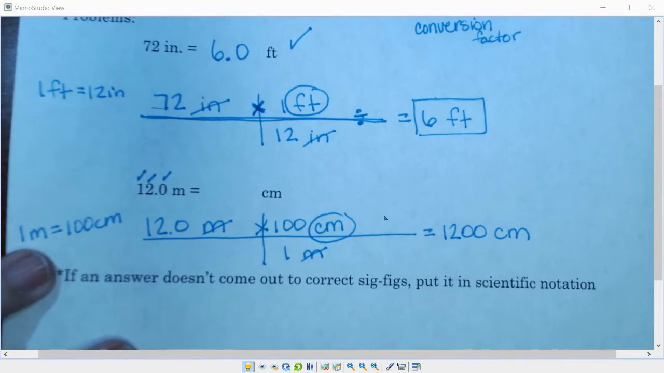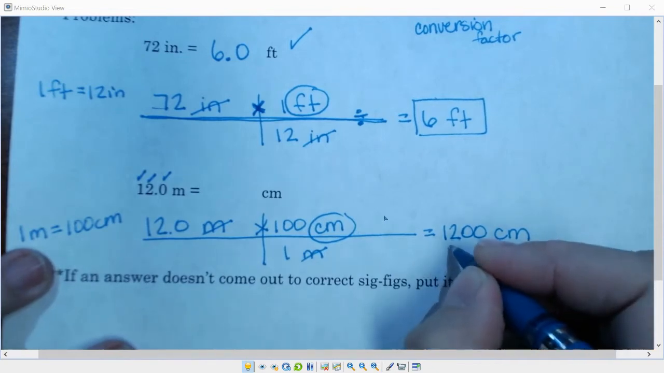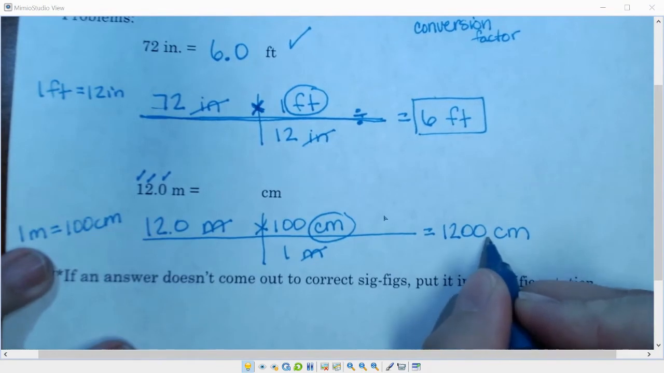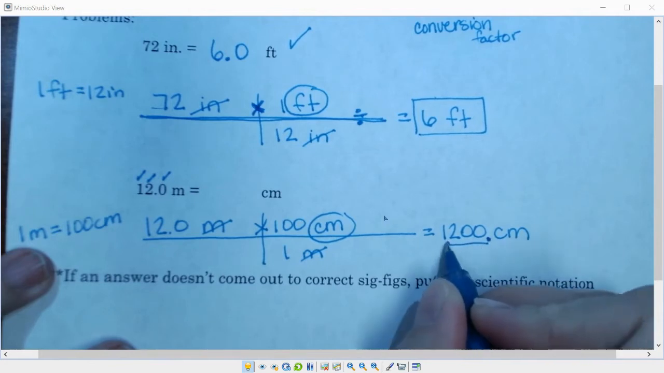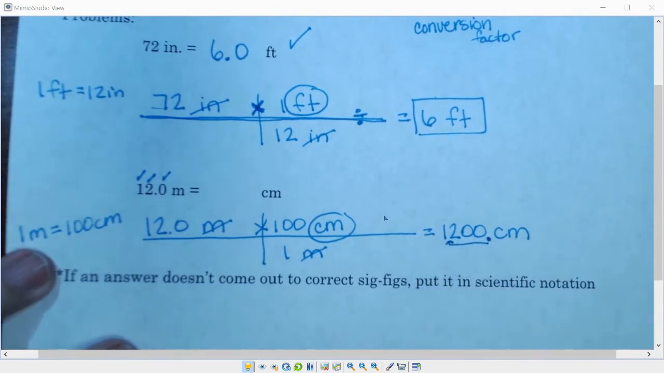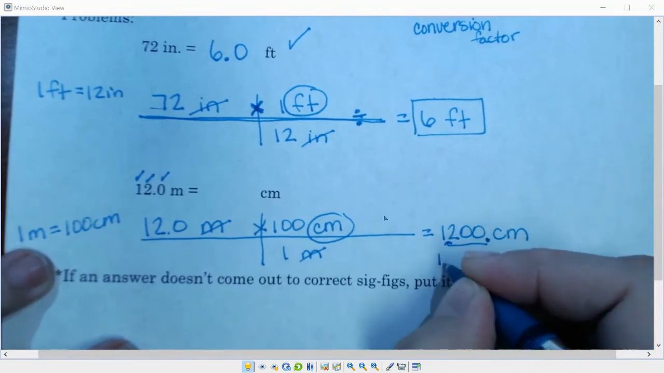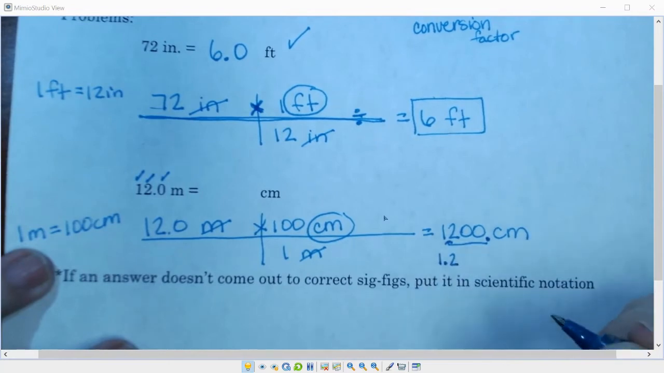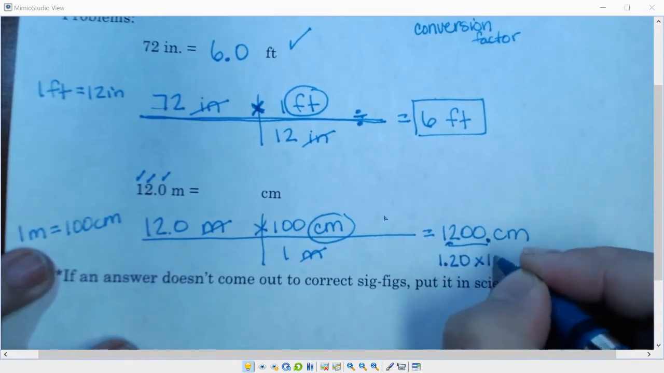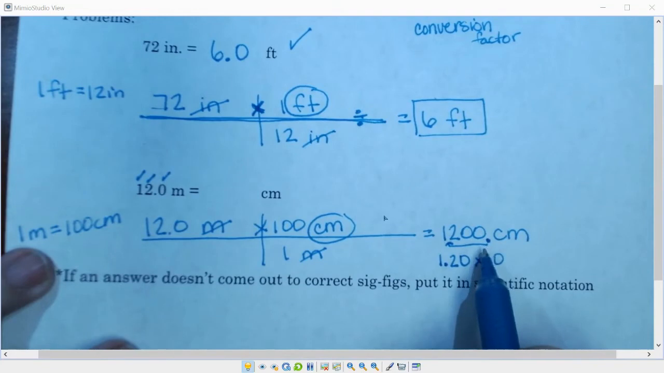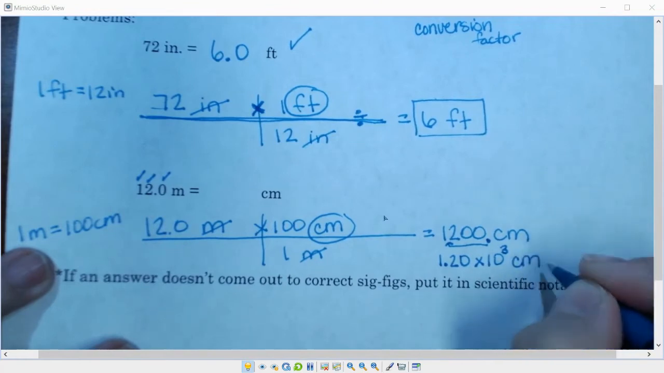Well, if I put it into scientific notation, which means I'm going to put the decimal, the imaginary decimal, I guess, is right here. I'm going to move it to make the beginning of this number fall somewhere between 1 and 9.999. So I'm going to move the decimal so that it's 1.2. But I want 3 sig figs, so I'm going to say 1.20. And then times 10 to the number of places that I had to move that decimal, which in this case was 3. So times 10 to the third power, and that is centimeters.